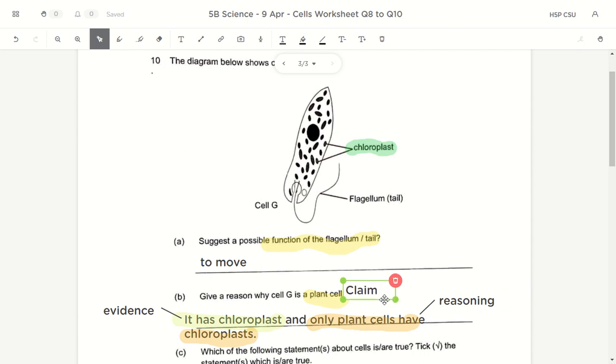Sometimes you have to determine it yourself, and then you have your evidence, which is what you can see, and lastly you have your reasoning, which is your scientific concept coming in. Okay, so you have your claim, evidence, reasoning. The claim is a plant cell, the evidence is that it has chloroplast because that's what you can see from the diagram. The reasoning is that only plant cells have chloroplast. A lot of you only tell me the evidence, but you forget about the reasoning. So you must always follow up with the reasoning because it's the CER technique.